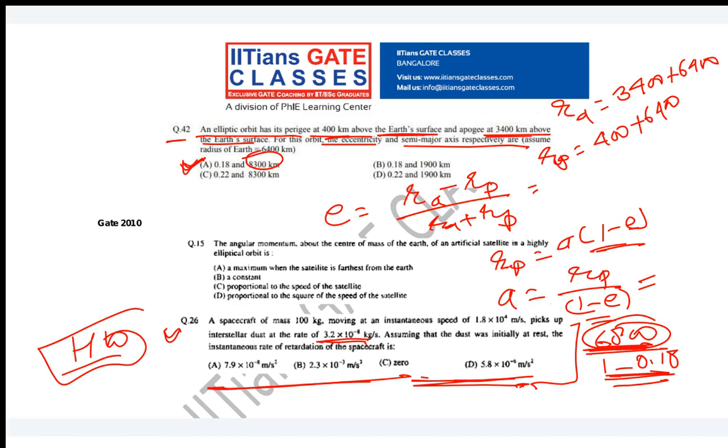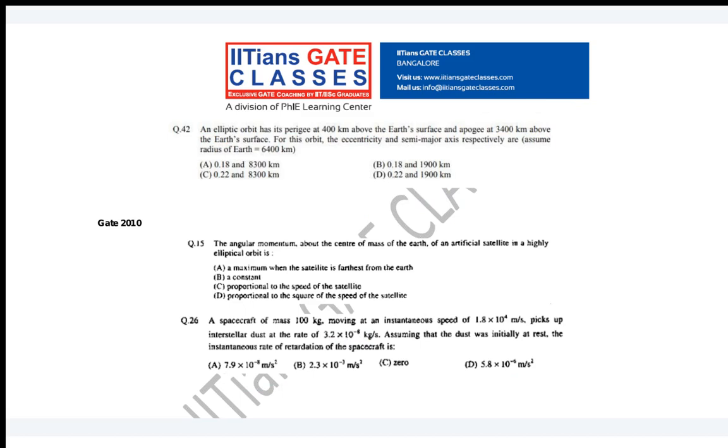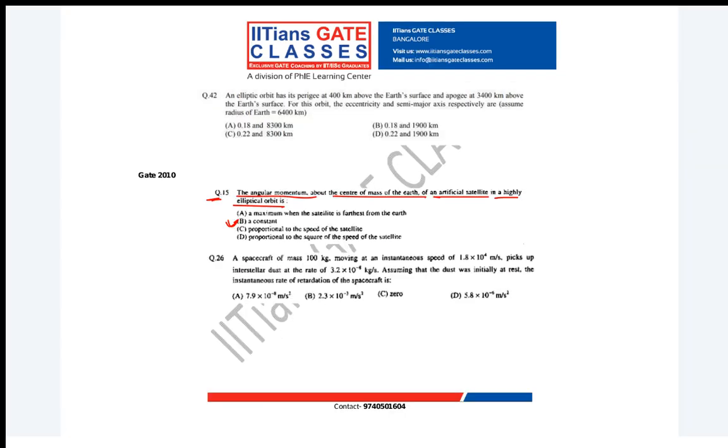Now, next, question number 15: the angular momentum about the center of mass of the Earth of an artificial satellite in a highly elliptical orbit. So what remains constant? Angular momentum remains constant, right? We all know in an elliptical orbit, by Kepler's second law, angular momentum remains constant. So what is the answer? B is the answer. Your angular momentum remains constant.